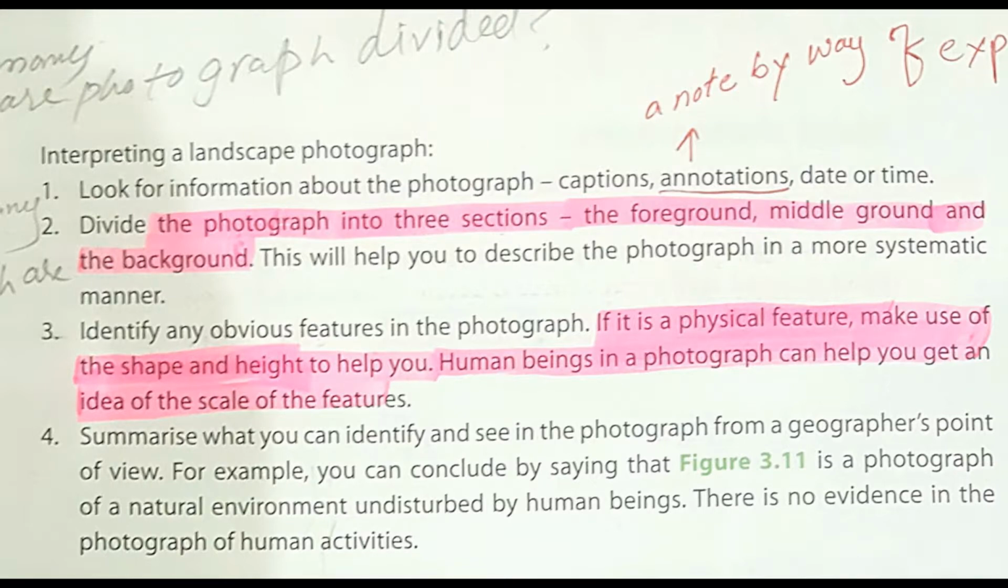Students, this is your lesson for today. You have to read page number 22 and 23 thoroughly and understand the importance of photographs.